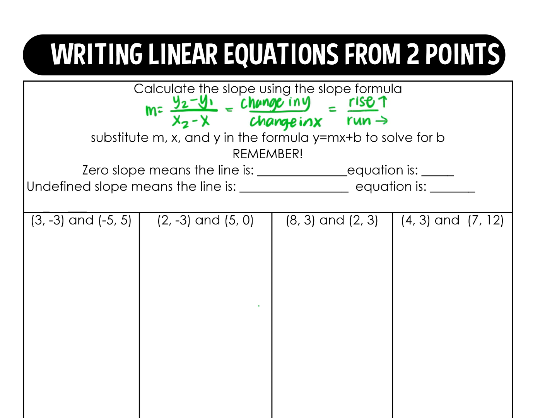much it's changing horizontally. We're going to substitute m, x, and y in the formula y equals mx plus b to solve for b, just like we did when we were given the slope and a point. Remember, zero slope means that the line is horizontal. So we can skip straight to the equation, which is y equals the y value of the point, so y equals b. An undefined slope means the line is vertical and the equation is x only, or x equals the x value in one of the points.